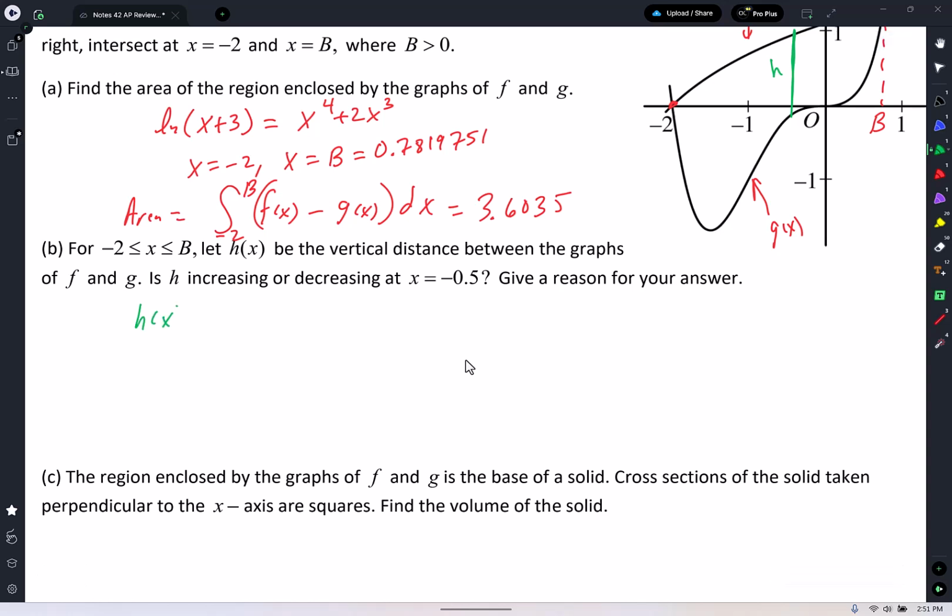So h of x is equal to f of x minus g of x. Is everyone okay with that? All right. How do I know whether it's increasing or decreasing? How do I know when anything is increasing or decreasing? Take a what? Take a derivative. If the derivative is positive, it is increasing. If the derivative is negative, it is decreasing.